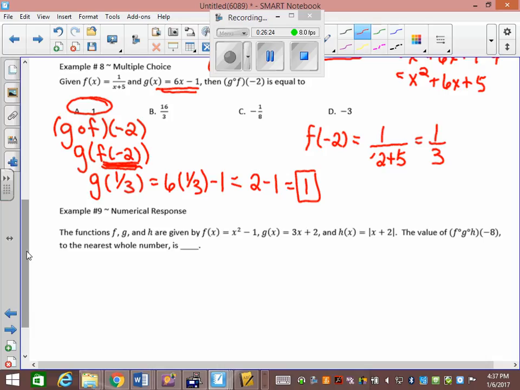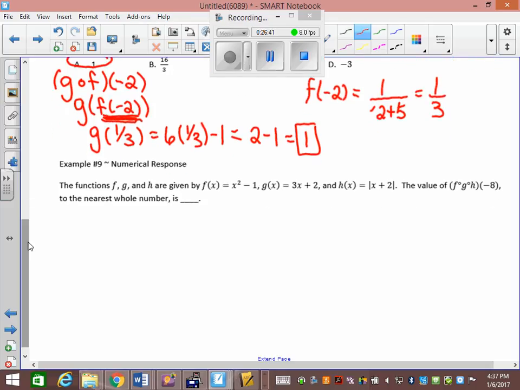Example 9. If the functions f, g, and h are given by f of x equals x squared minus 1, and g of x equals 3x plus 2, and h of x is the absolute value of x plus 2, then the value of f of g of h of -8 to the nearest whole number is. So we have f of g of h of -8.